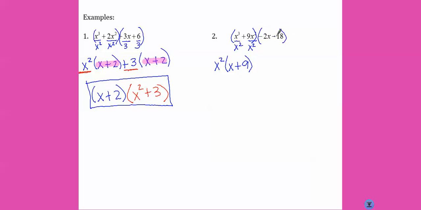My second parentheses, they both have a negative, and they're both divisible by 2, so I'm going to divide by negative 2. So minus 2. Negative 2 divided by negative 2 would be positive 1x. Negative 18 divided by negative 2 would be positive 9. So the parentheses that match is one of my factors, and my GCFs are the other factor.